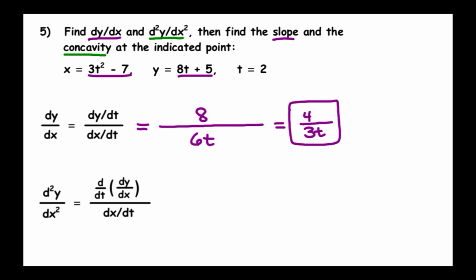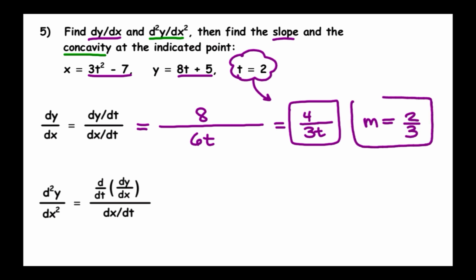And then the slope will be easy. They just want t to be equal to 2, so you can just plug the 2 in, and you can see that that would be 4 over 6. And of course, 4 over 6 becomes 2/3, so the slope at that location is 2/3. All right, so we're halfway done. We've done all the purple stuff. Now we'll do the second derivative and talk concavity.